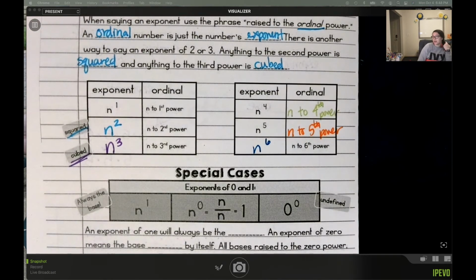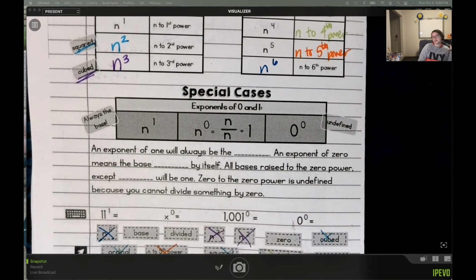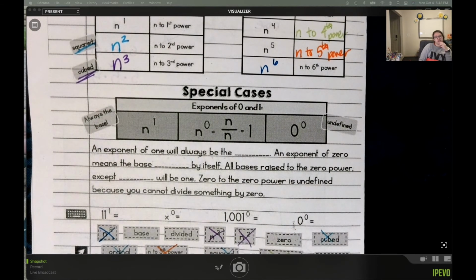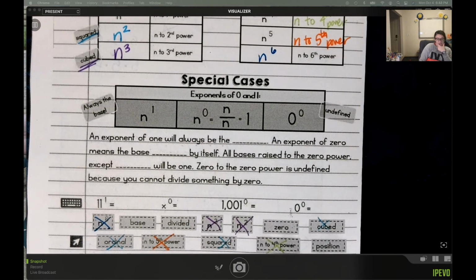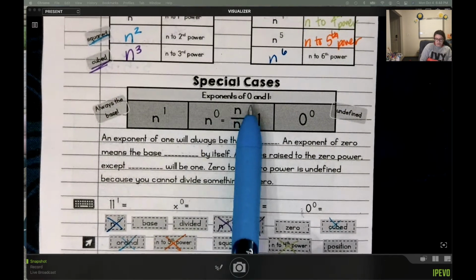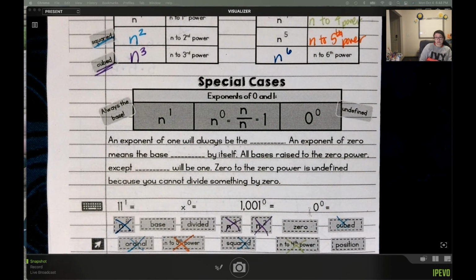If you need to rewind that, pause it, go ahead and do that now. Otherwise, I'm going to move in and talk about special cases. We have a special exponent. If we have an exponent of 1, it's equal to the base. Exponent of 1 is equal to the base.